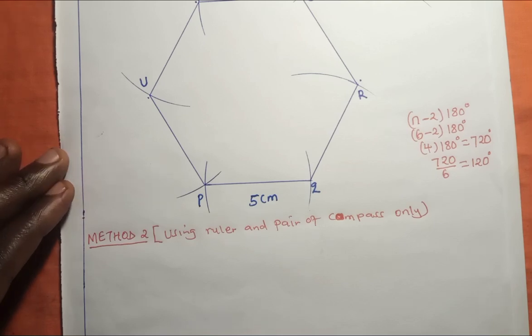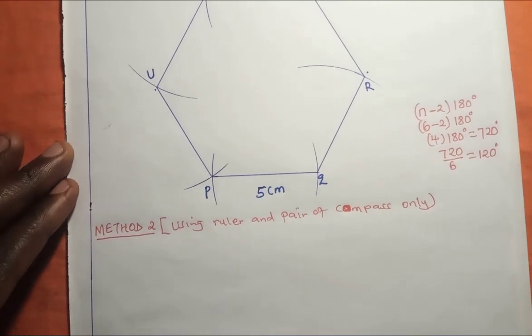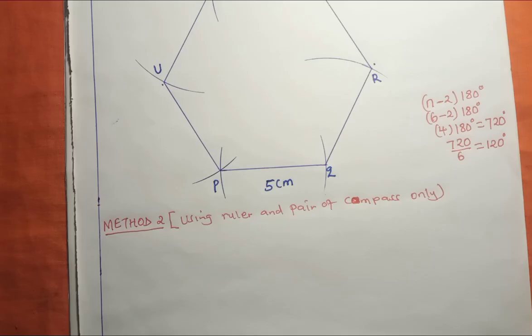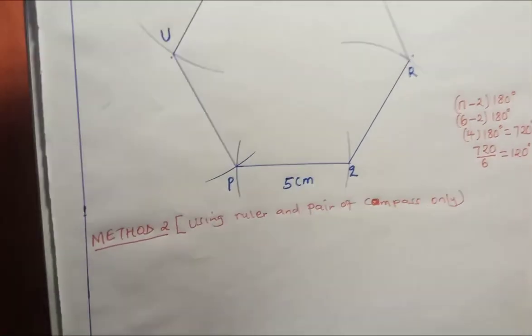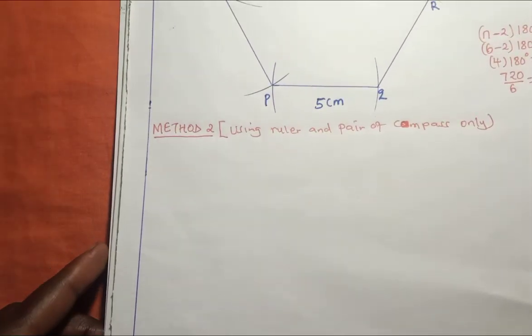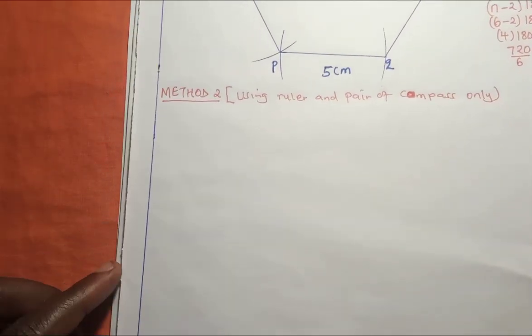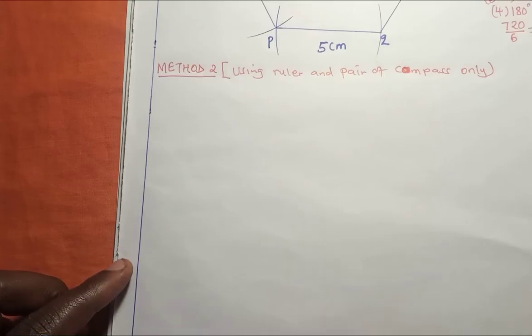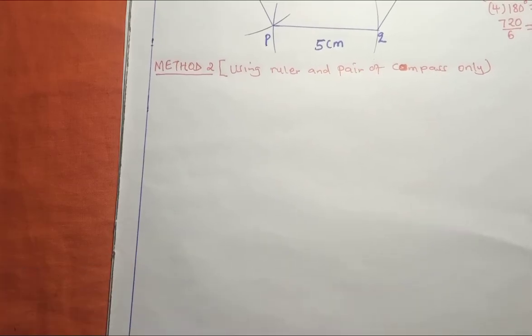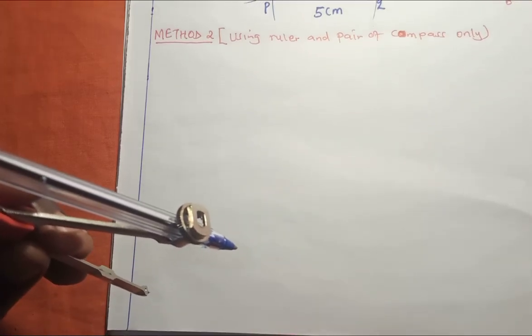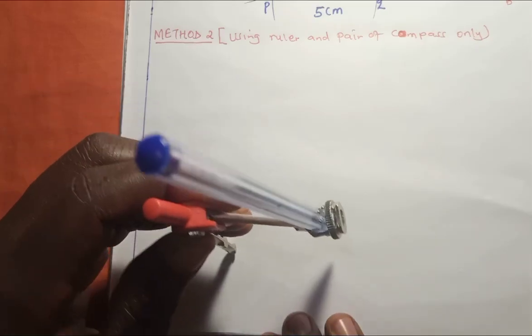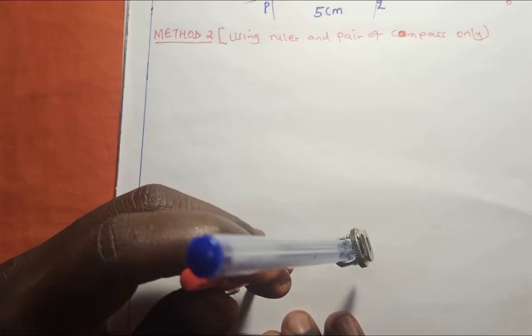I'm going to use a ruler and a pair of compasses only under this method. So let's see how it works out. Let's see how this method will behave. The first thing that I'm going to do is make an arc using the same measurement. I'm going to make an arc just like this.